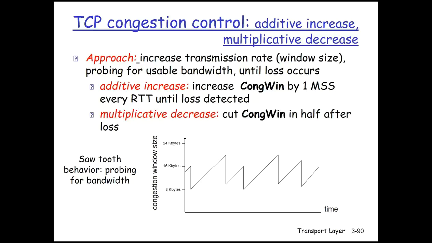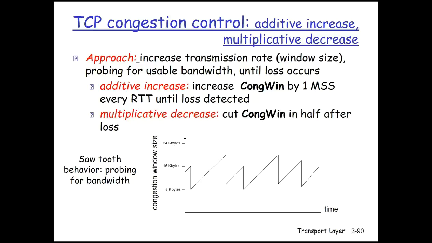When we talk about an additive increase, what they're suggesting is that we increase the congestion window by 1 MSS every RTT until a loss is detected. And then in the event that we detect the loss, we do a multiplicative decrease on the congestion window by half. So we divide the congestion window in half. What you end up having is almost this sawtooth pattern that you see in the diagram down below.